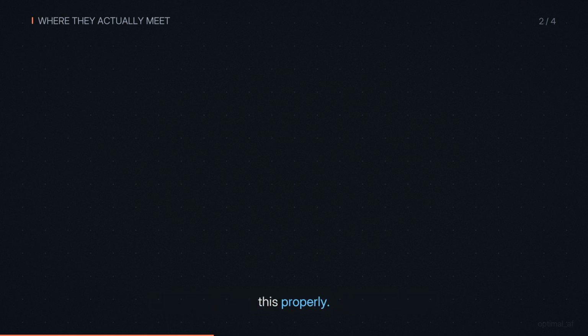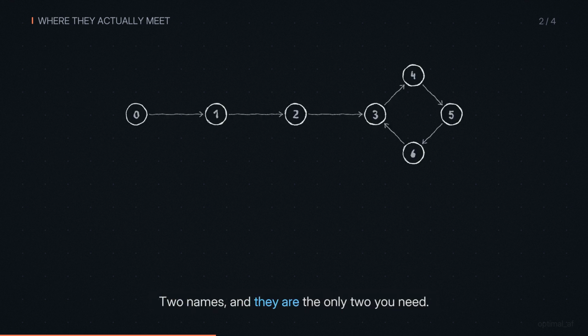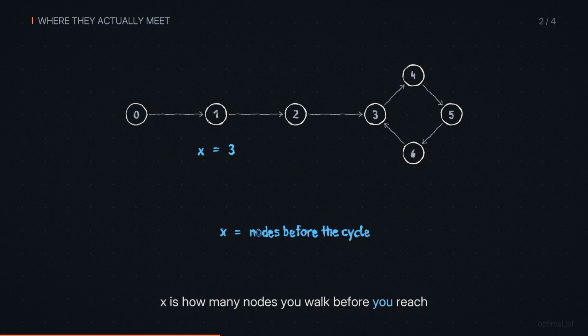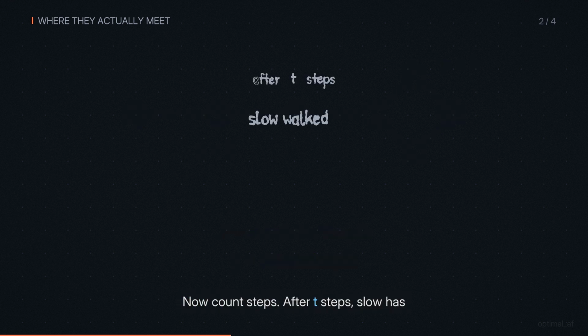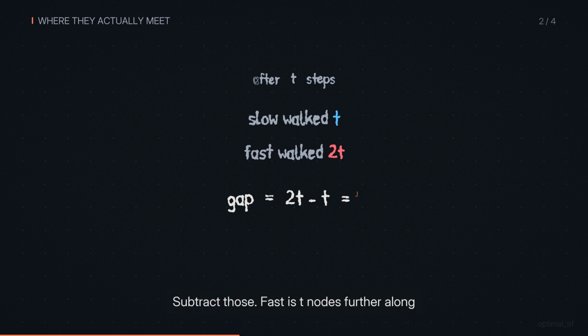Let us do this properly. 2 names, and they're the only 2 you need. X is how many nodes you walk before you reach the cycle. Y is how many nodes are in the cycle itself. In our list, X is 3 and Y is 4. Now count steps. After T steps, slow has walked T nodes. Fast moves twice as fast, so fast has walked 2T nodes. Subtract those. Fast is T nodes further along the list than slow.